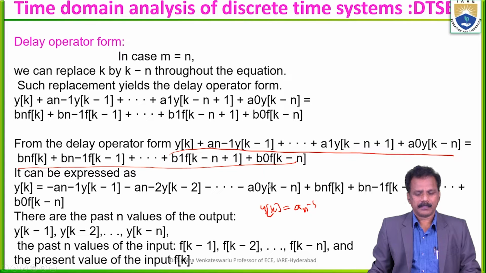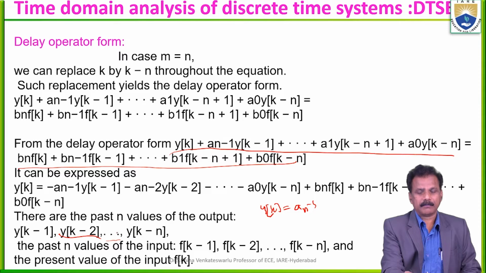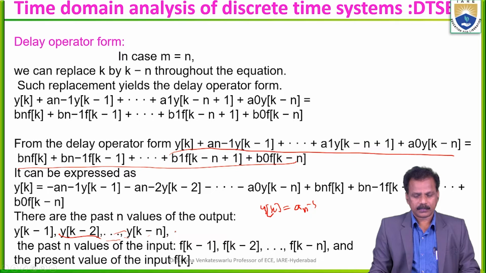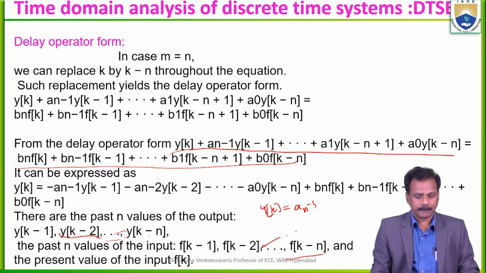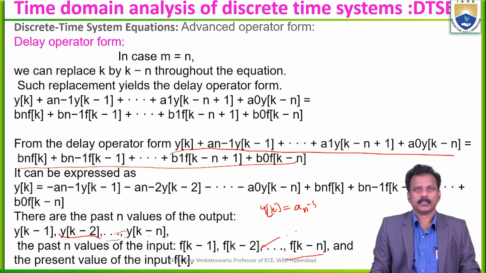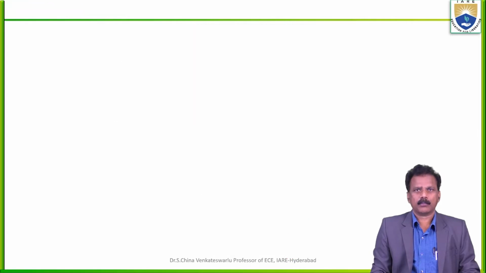There are the past n values of the output: y of k minus 1, y of k minus 2, y of k minus 3, y of k minus 4, and so on, up to y of k minus n. The past n values of the input are f of k minus 1, f of k minus 2, f of k minus 3, and so on, up to f of k minus n, and the present value of the input is f of k. This is based on the advanced operator form under the DTS, discrete time system mathematical model.